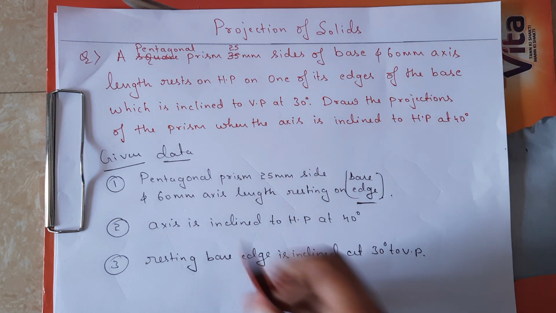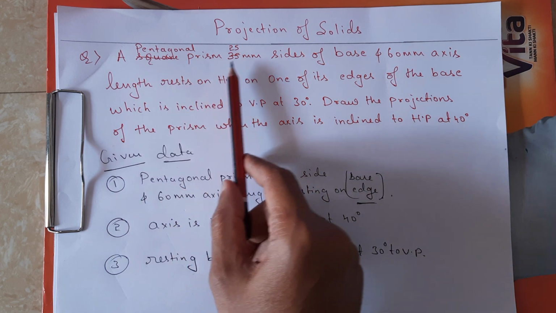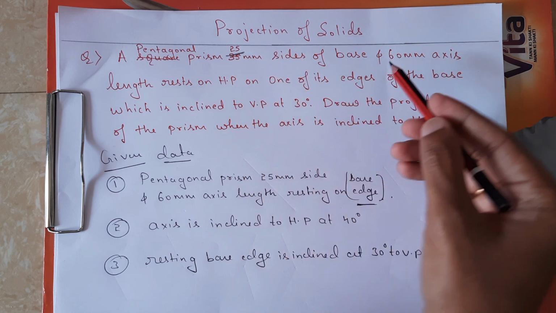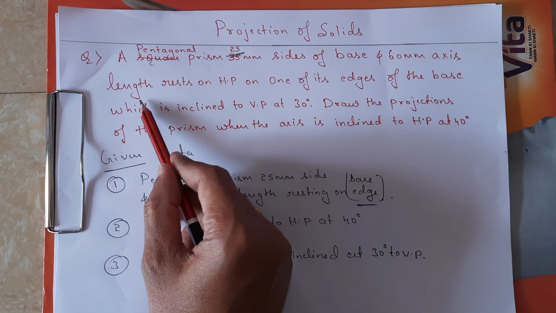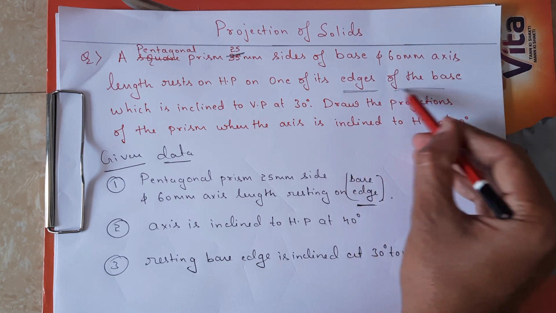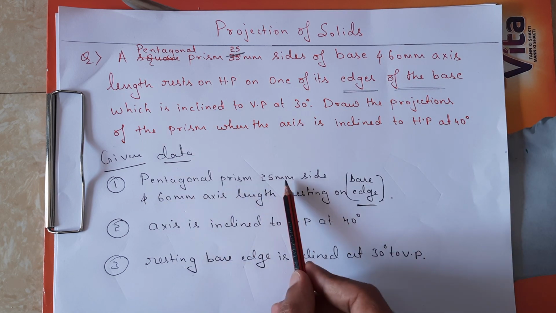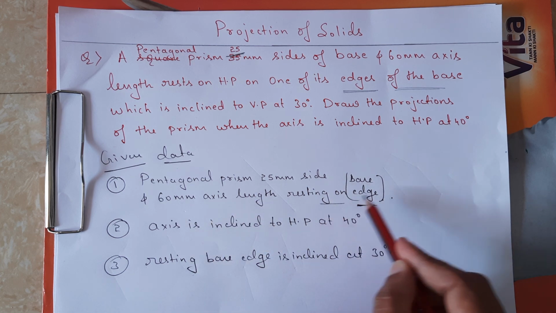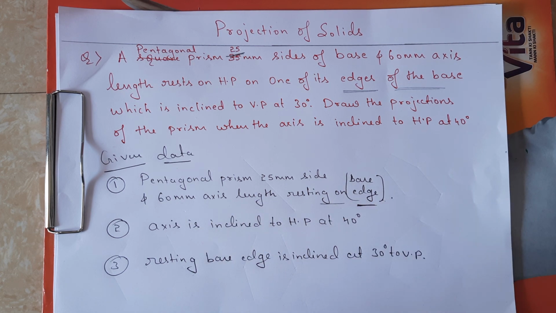So in this problem, they are given a pentagonal prism of 25 mm sides of base, 60 mm axis length, resting on one of its base edges. The first data that is required: pentagonal prism 25 mm side, 60 mm axis length, resting on one of its base edges.